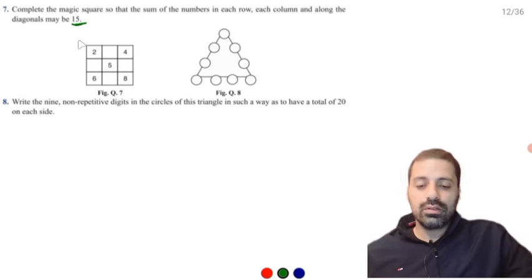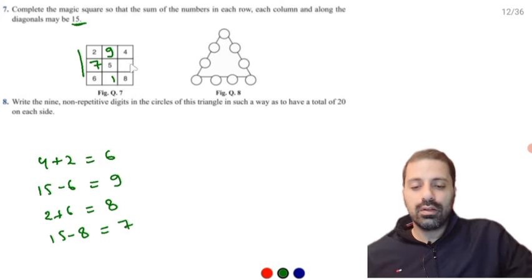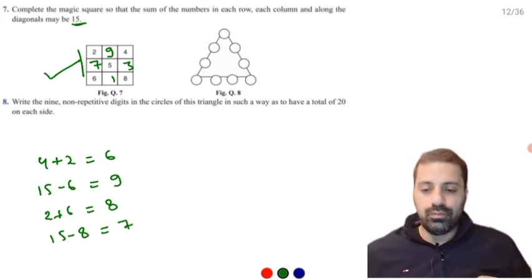Now move to this. We have 15. So 4 plus 2 is 6. If you subtract this from 15, you have 9. So 9 will come here. Again, in this row, 2 plus 6 will be 8, and if you subtract this 8 from this, that's 7. So 7 will come here, 1 comes here, and 3 will come here, and this is complete. This is the solution of question number 12.